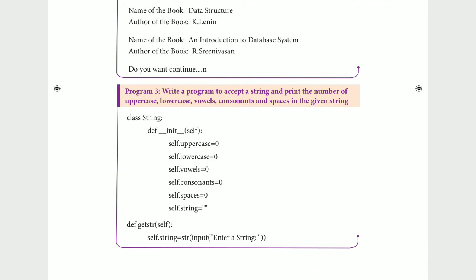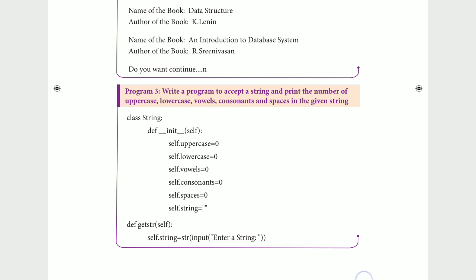Okay, so the next program is: write a program to accept a string and print the number of uppercase, lowercase, vowels, consonants, and spaces in the given string. So you can see that class String is created. Class is a keyword and String is a class name. They are initializing the constructor by using double underscore init and double underscore self.